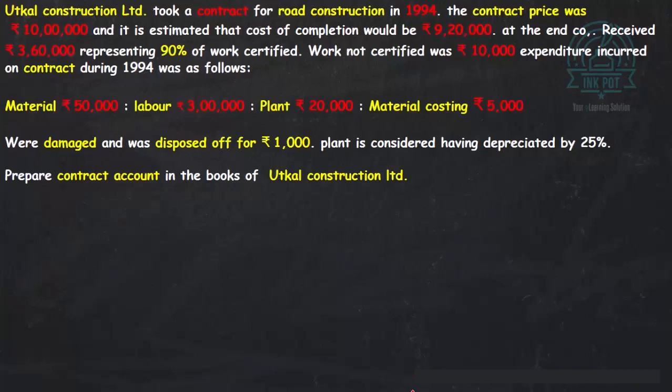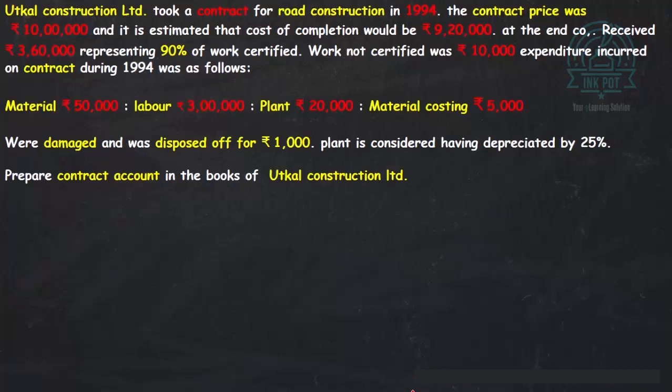At the end, the company received 3,60,000, representing 90% of the work certified. So that means at the end of the financial year, the company has received 3,60,000 as cash, representing 90% of the work certified. That means we have received 90% cash, and this 90% is always the percentage of work certified. Work not certified was rupees 10,000.